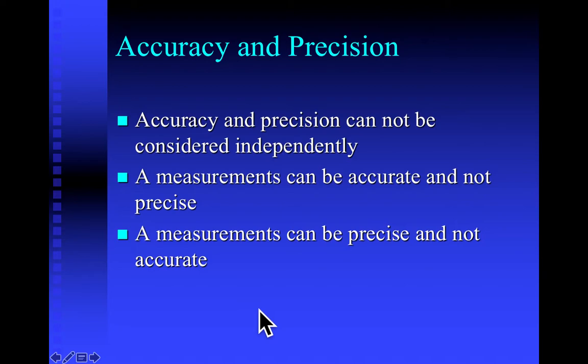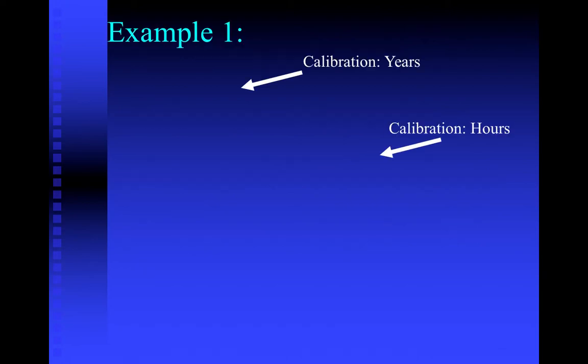They can similarly be in two other conditions. Measurements can be neither accurate nor precise, and they can be both accurate and precise. So there's actually four combinations that we can have here. Let's look at an example. So let's look at this list.